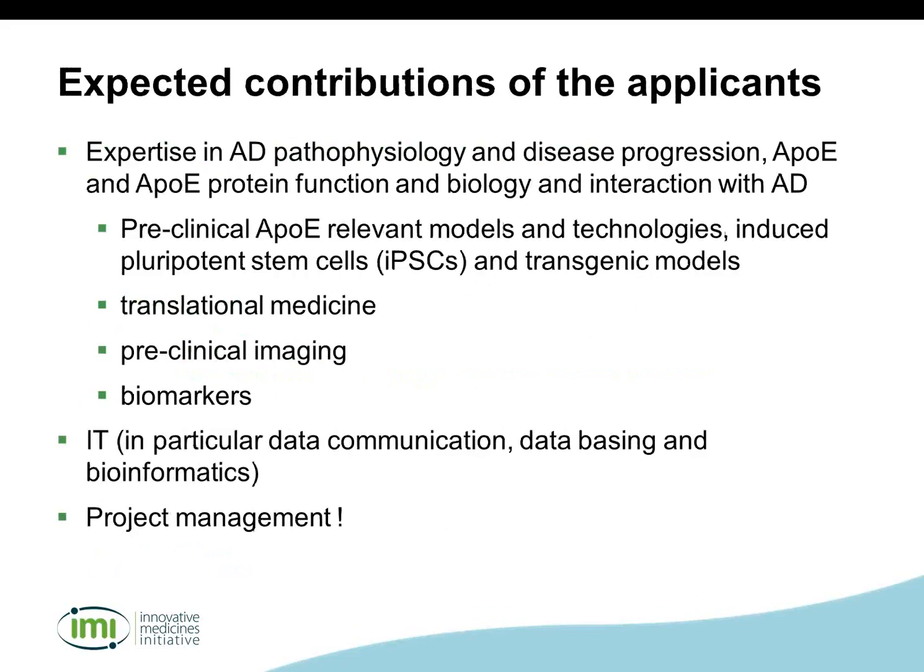That's to the architecture. What is it we are expecting from the applicants? From the applicants, we are hoping to get expertise in AD pathophysiology, a good understanding of Alzheimer's disease pathophysiology, as well as the disease progression. That is on the one hand. On the other hand, ApoE and ApoE protein function in normal biology, as well as this interaction with Alzheimer's disease. This covers then preclinical models, transgenic models, translational medicine, preclinical imaging, as well as biomarkers.